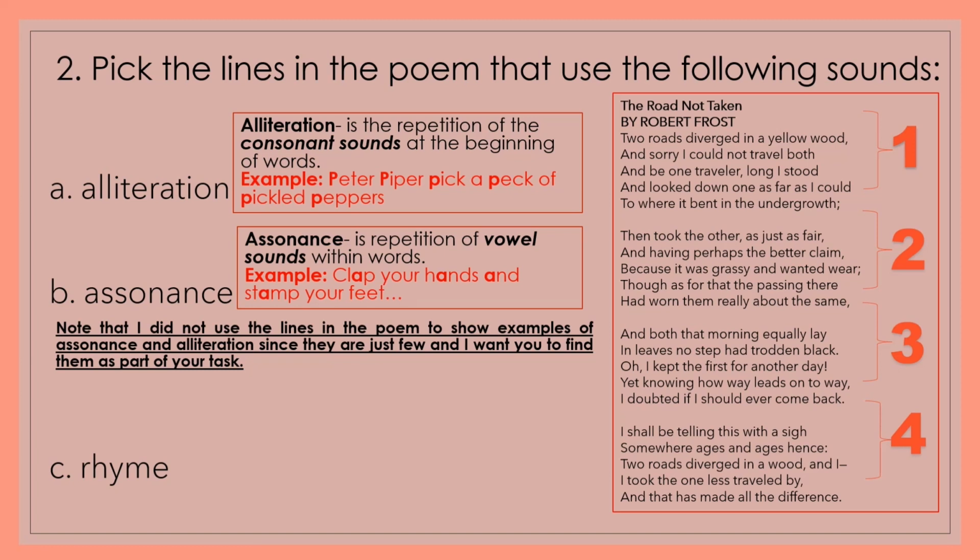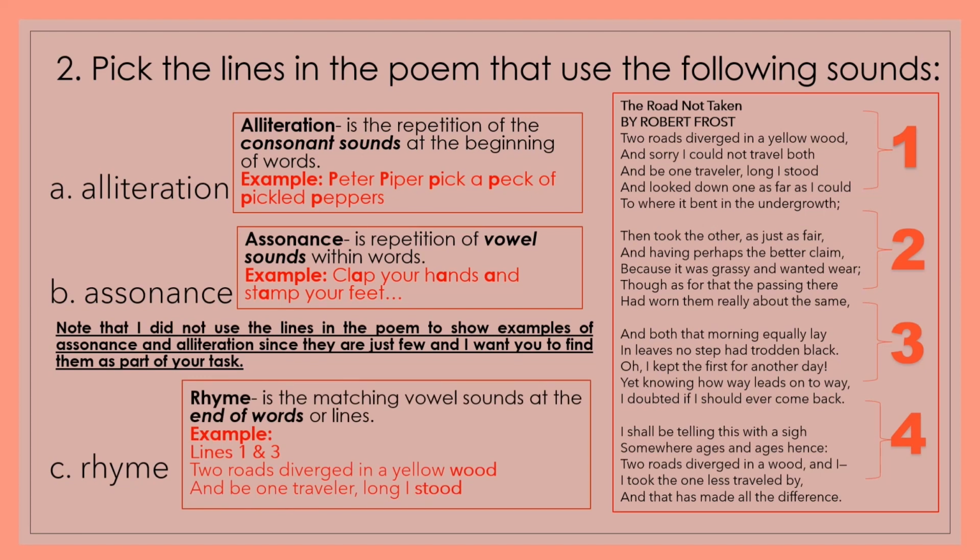Note that I did not use the lines in the poem to show examples of assonance and alliteration, since they are just few and I want you to find them as part of your task. Then we have rhyme. Rhyme is the matching vowel sounds at the end of words or lines. Examples, lines 1 and 3. Two roads diverged in a yellow wood, and be one traveler long I stood. So, the word wood would rhyme with the word stood. Evidently, there are a lot of rhyming words in this poem.